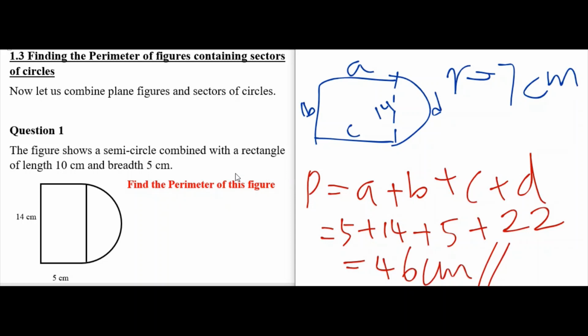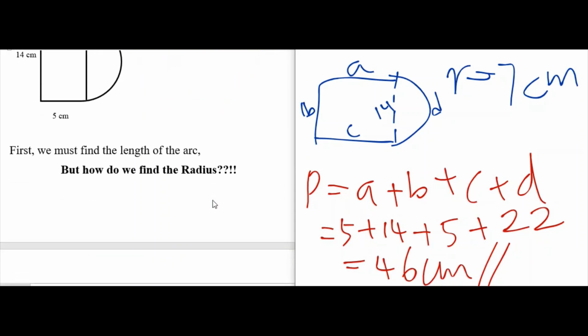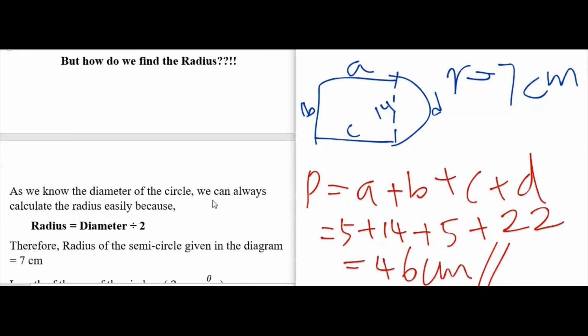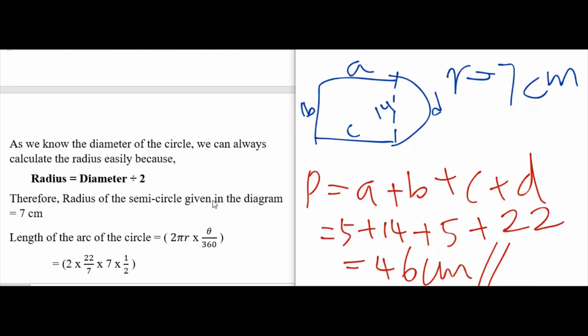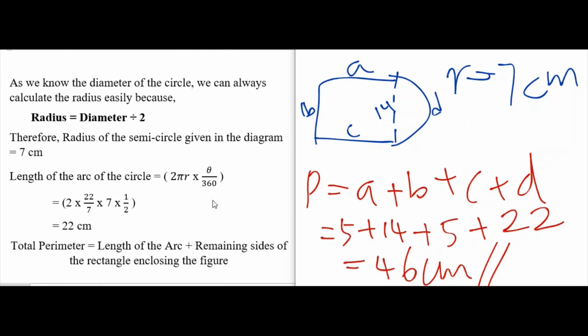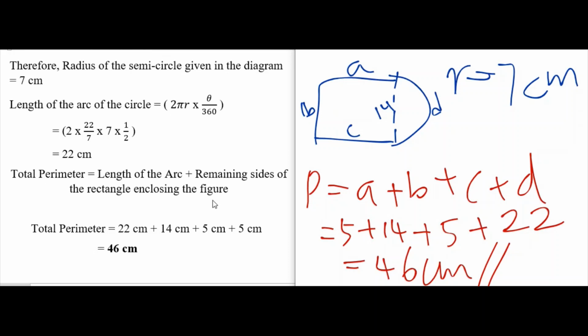Okay, I'm just going to show you this note as well. So how do we find the radius? By dividing the diameter by 2. So the length of the arc is 22 centimeters, and we get the final answer. The total perimeter is 46 centimeters.